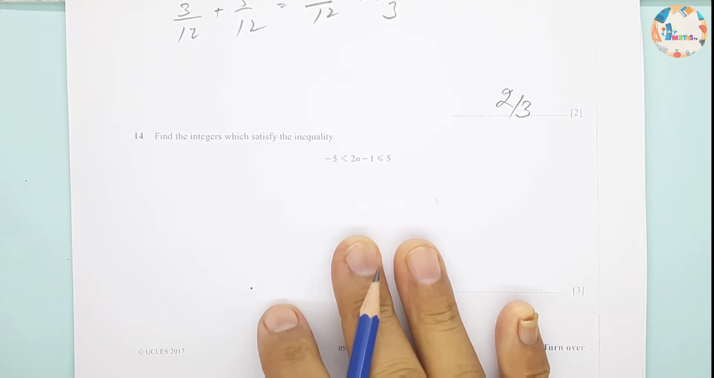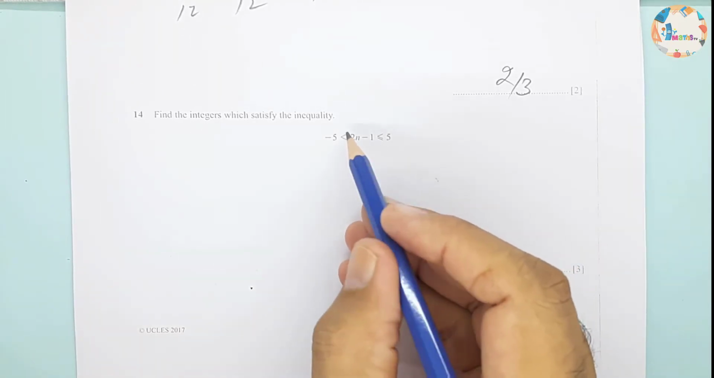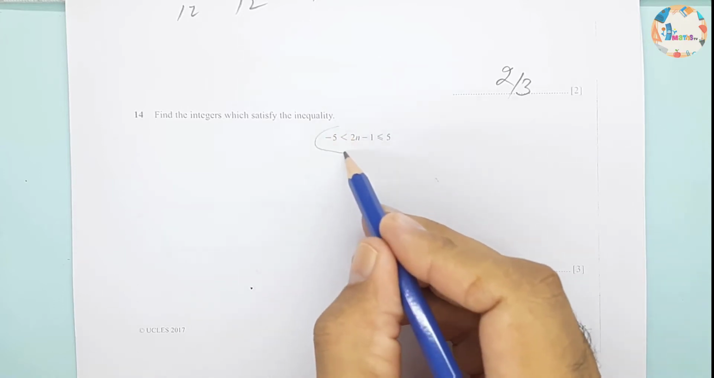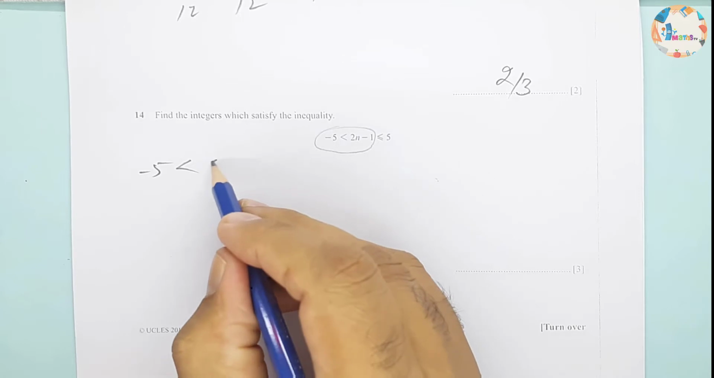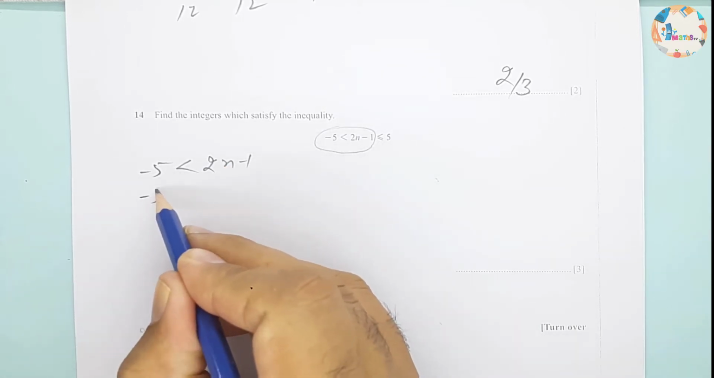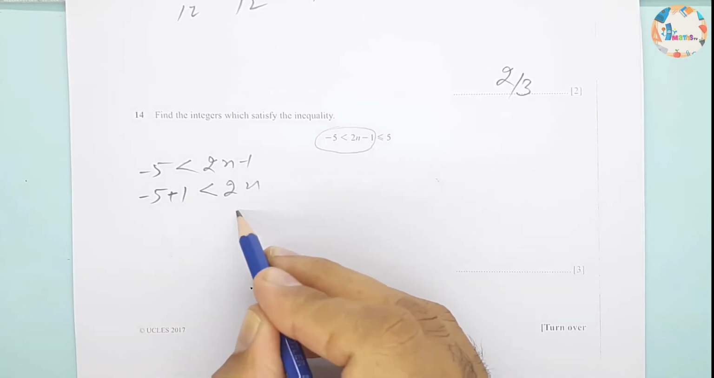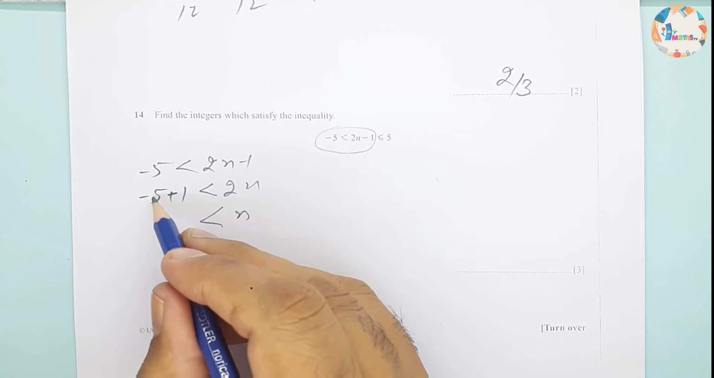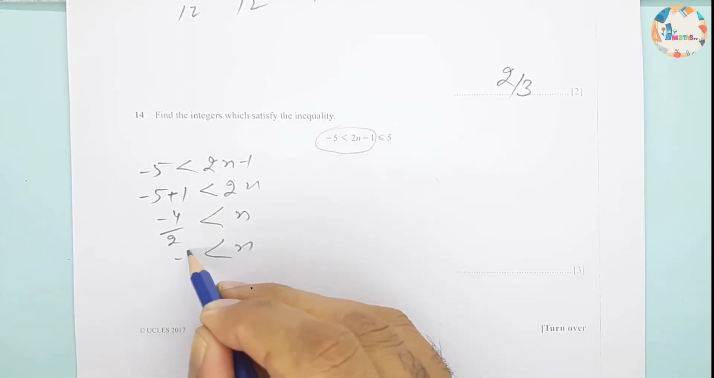Question number 14, find the integers which satisfy the inequality. So we have to solve this side. For example, I will solve this side first. So minus 5 is less than 2n minus 1. This implies minus 1 we can send to this side. Minus 5 plus 1 is less than 2n. It means n is greater than minus 4 over 2. So n is greater than minus 2.